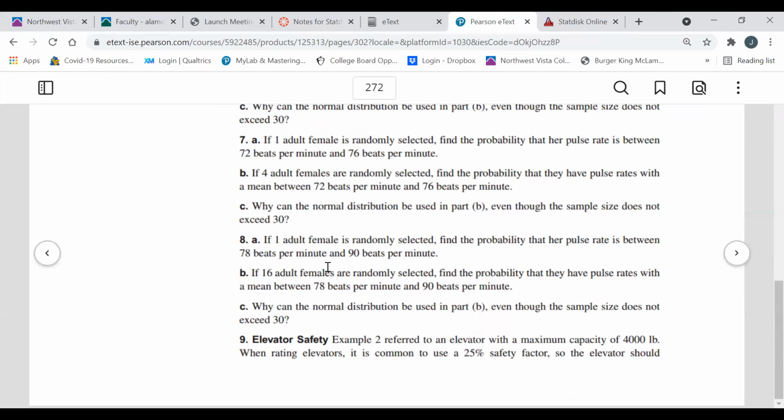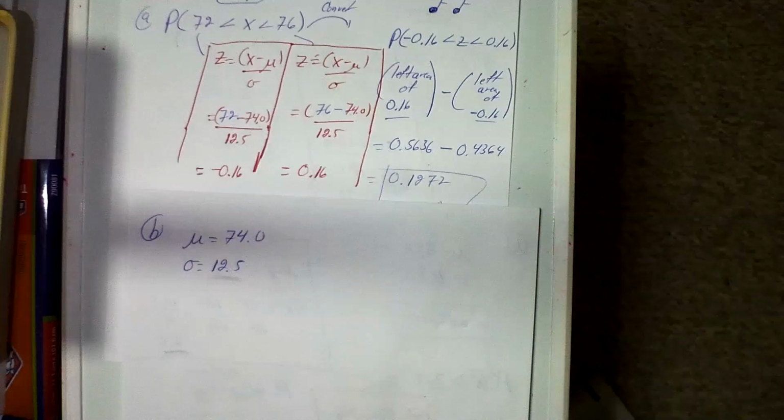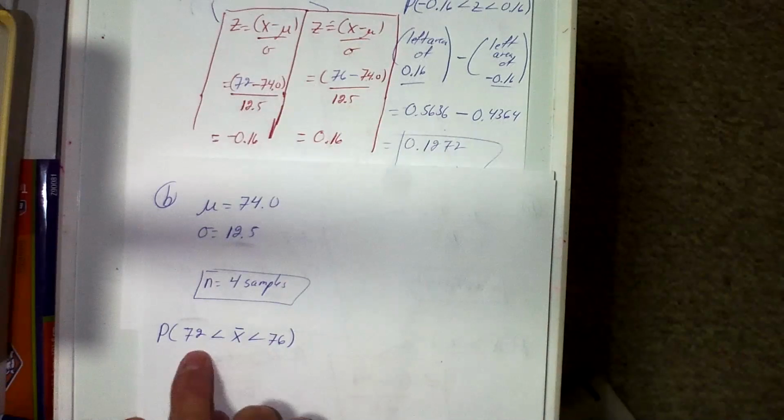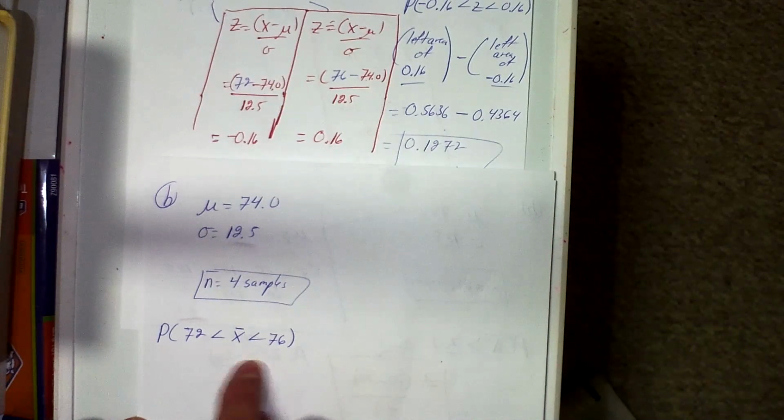Find the probability that they have pulse rates with a mean between 72 and 76 beats per minute. All right, so I'm gonna put P parentheses 72 less than X bar and less than 76. You're conducting the means. That's how we write our probability.